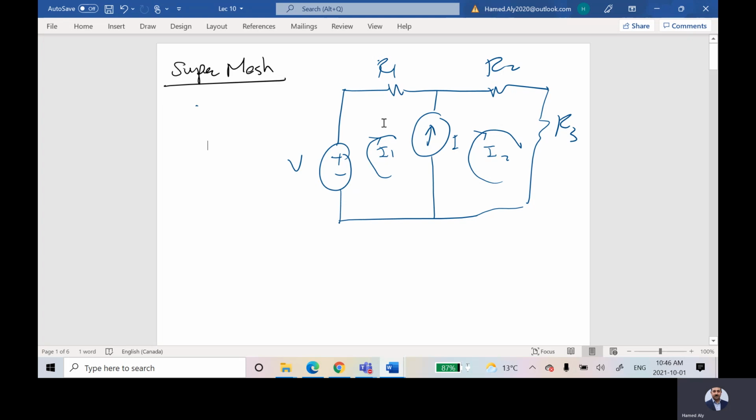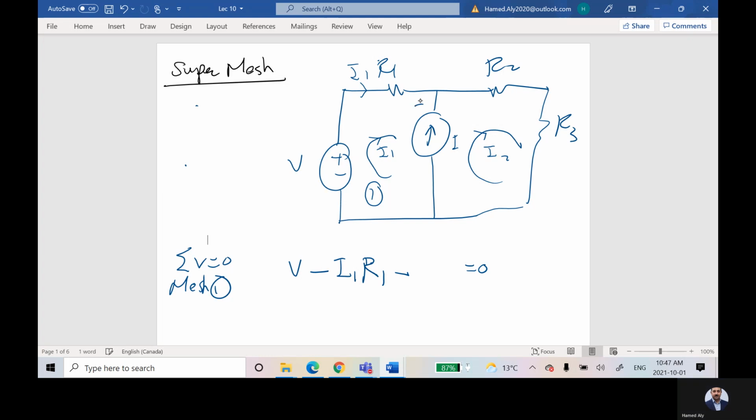I will assume it. So if I would like to write the voltage for this loop, or for this mesh, summation, the voltage for this mesh is equal to zero. So if this current is I1, and I will say summation, the voltage for mesh one is equal to zero, at that time, I have V minus I1 R1 minus, equals zero, the voltage between these two points. I don't know this voltage. I'll call it, for example, VA, because I don't know this voltage. So I'm going to assume it, for example, VA. Now, I will have VA here. Did I ask you to calculate VA? The answer is no.